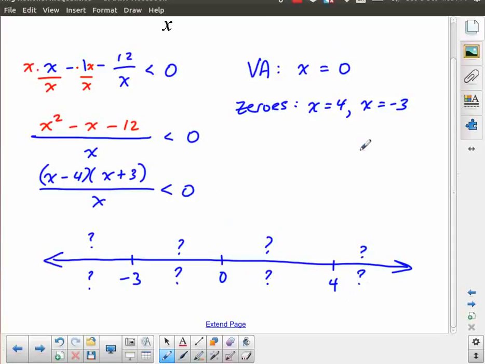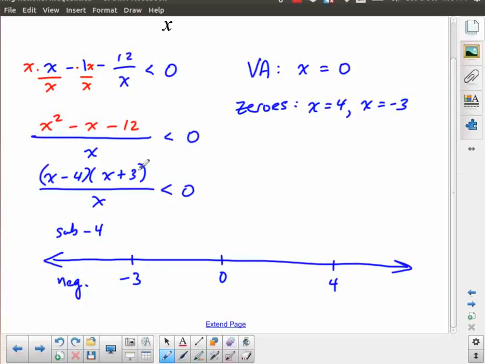So we could actually, if we wanted to, just start plugging in values here. For example, in order to test this region, a value to the left of negative 3 would be negative 4. If we look here, we have a negative 4. So negative 4 minus 4 is negative 8. Negative 4 plus 3 is negative 1. So negative 8 times negative 1 is positive 8, divided by negative 4. That's equal to negative 2. So my answer here is negative.